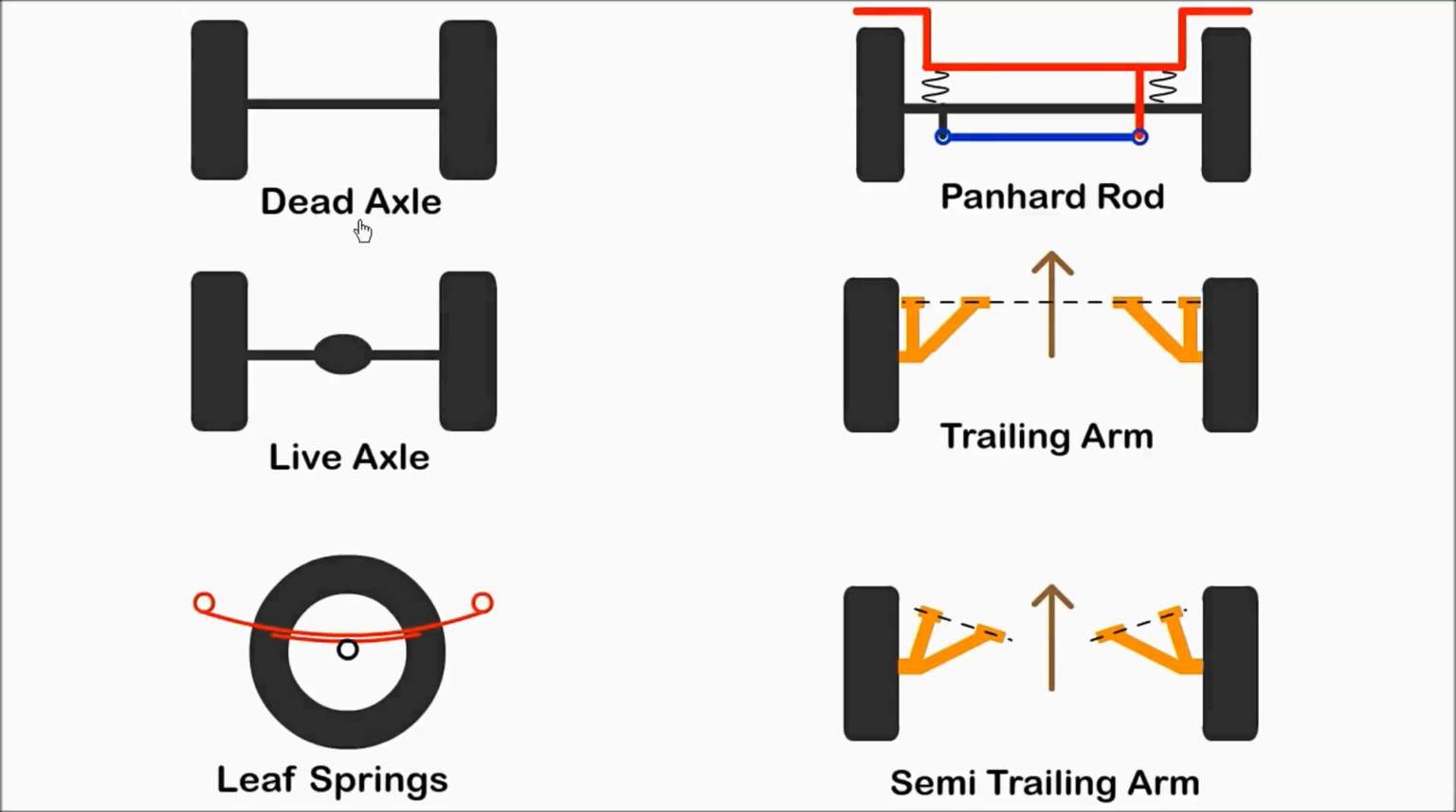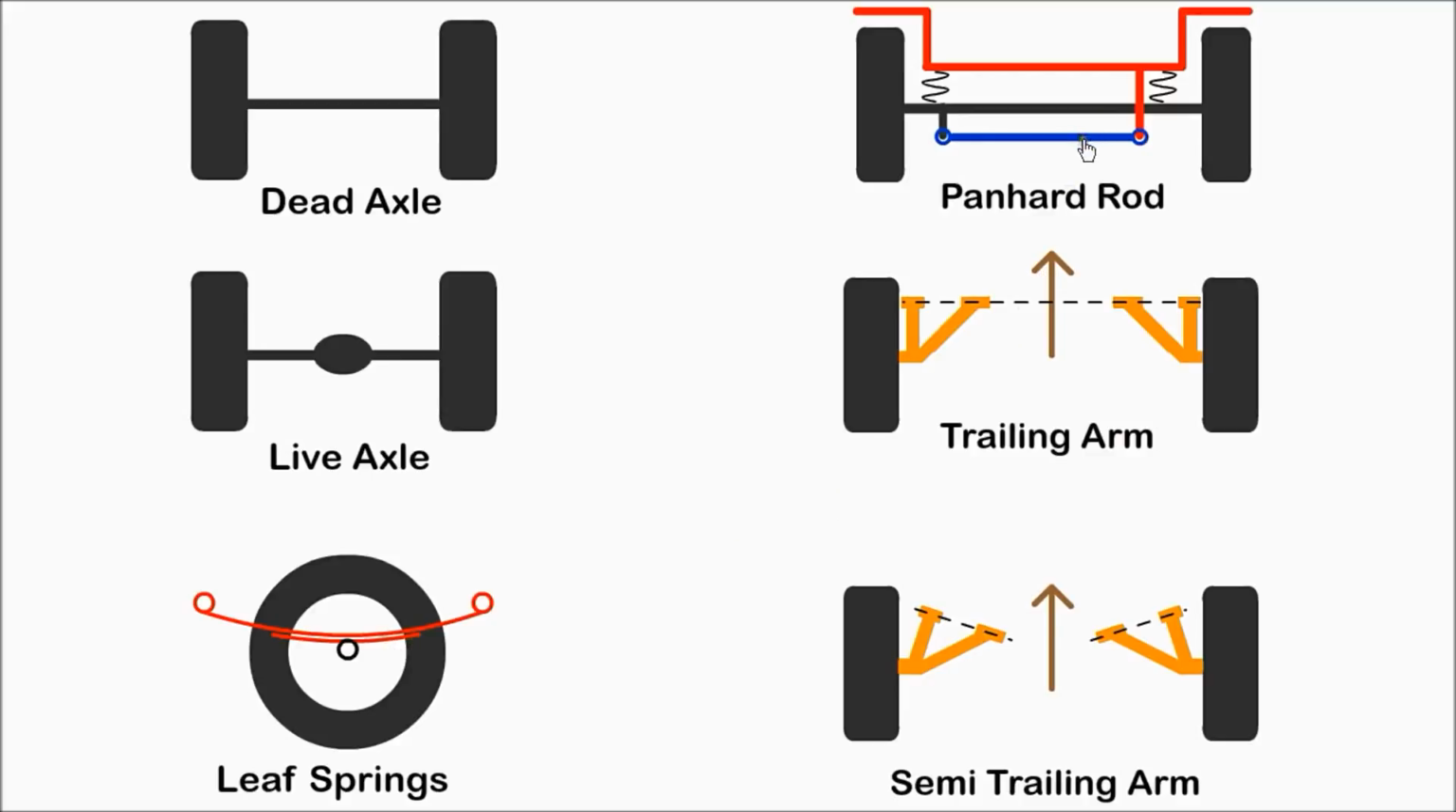A dead axle is not part of the drivetrain. The wheels are attached to it and it supports the weight of the vehicle. A live axle also drives the wheels and includes the differential. Leaf springs are made from layers of spring steel and are generally used on trucks.